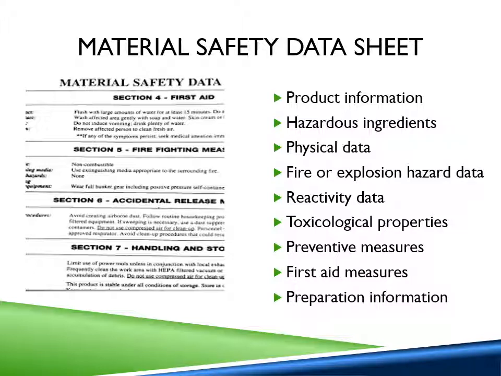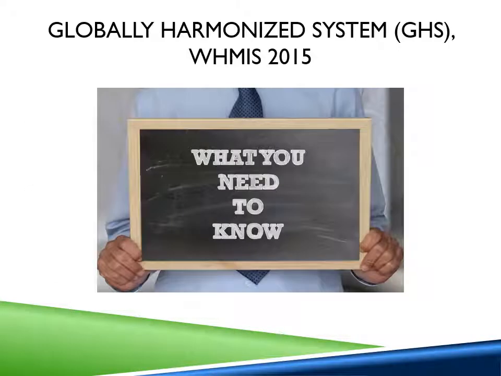is information on the chemical instability of a product and the substances it may react with; toxicological properties, which refers to the health effects of the material; preventative measures, first aid measures; and preparation information, which details who is responsible for the preparation and date of preparation of the MSDS.